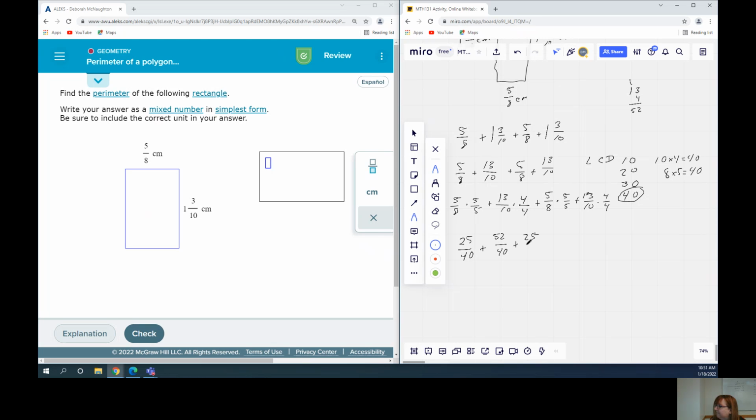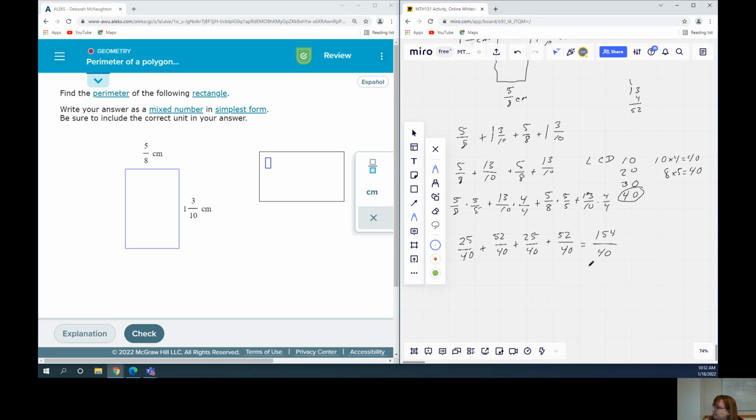Plus 5 times 5 is 25/40. Plus 13 times 4 is 52/40. Now I add everything together: 25 plus 52 plus 25 plus 52. That's 154, because 25 plus 25 is 50, plus 104. Yeah, that gives me 154/40.